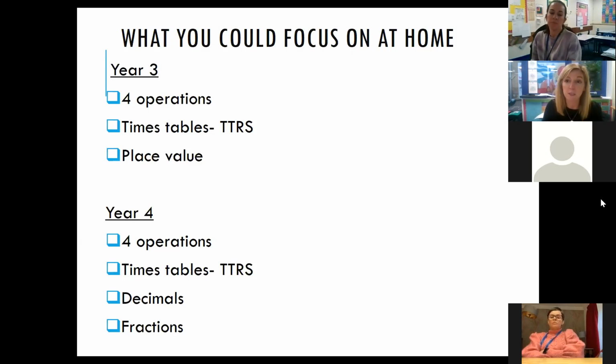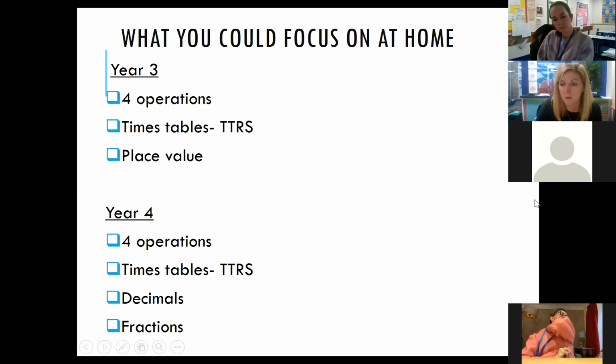But place value goes up to the millions as they go higher up school. So the more we can do now, the more useful that is. And it also supports them in so many of the concepts that we do in class. So they're my asks if you would like to support your children at all at home.